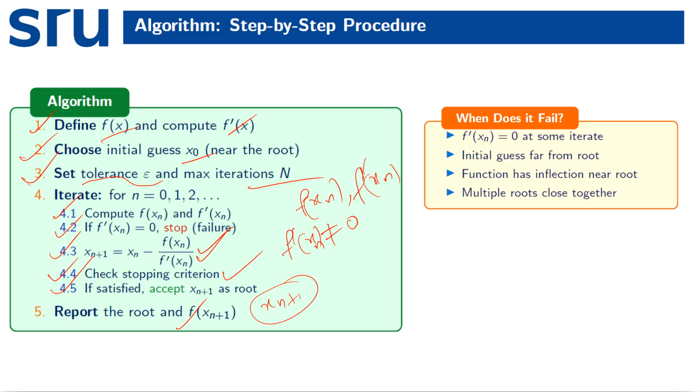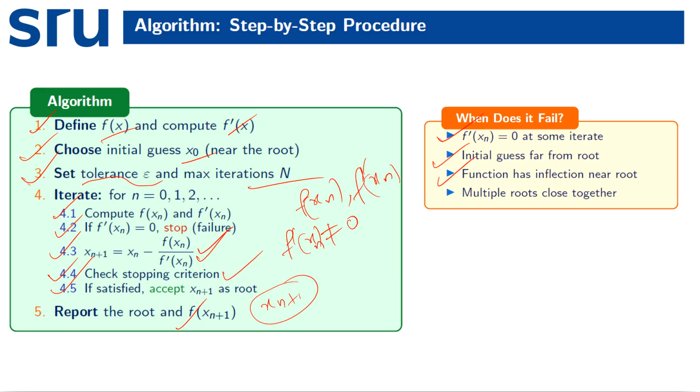Now we'll see when this method fails. This discussion is really important. When does the Newton-Raphson method fail? There are several situations. First, if f'(x_n) is 0 at any step, then the method will fail. Second, if the initial guess is far from the root, then the method may diverge or may not give the correct result.